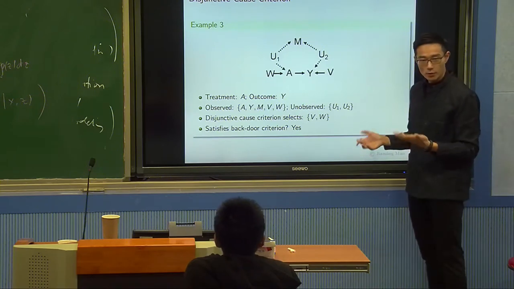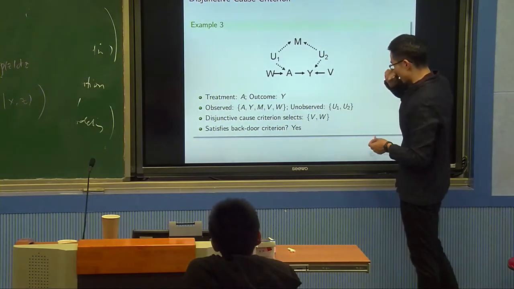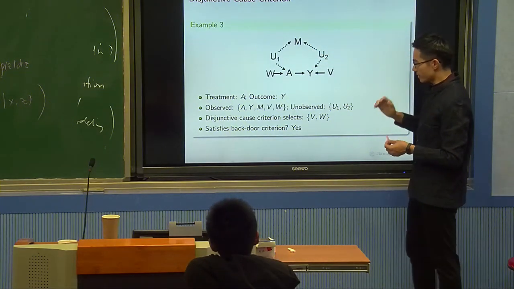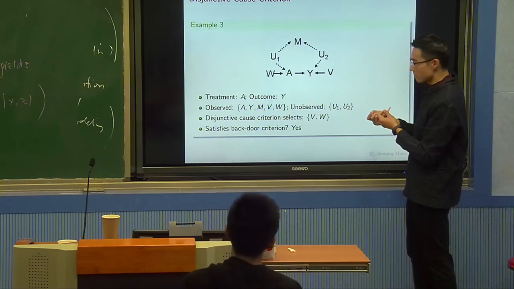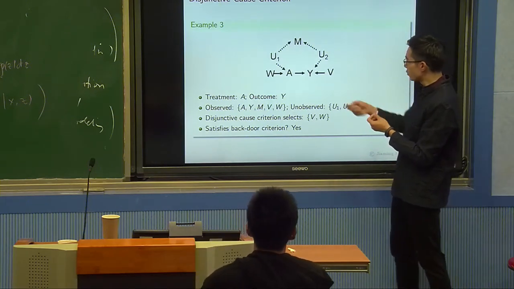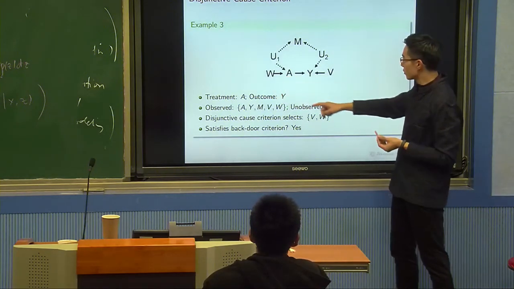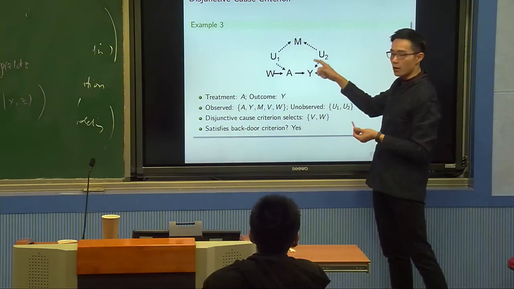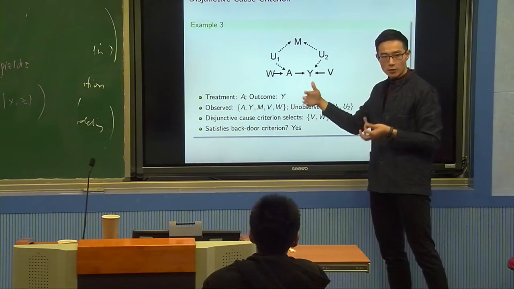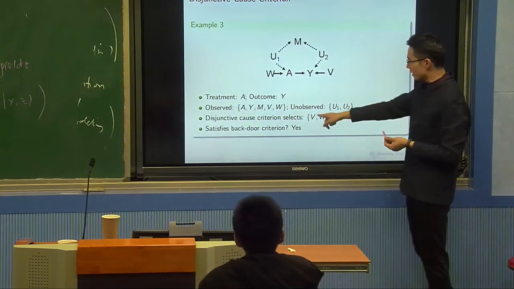Nothing, still nothing. We don't need to control for anything because, again, this is a collider. You don't need to control for anything. What is the set of variables selected by this disjunctive cause criteria? Well, the disjunctive cause criteria will select all the observed causes of treatment and outcome. So we selected W and V again. Now, U1 and U2 are causes of treatment and outcome, but we don't see them, so there's no way to select them. So the disjunctive cause criteria will select V and W.